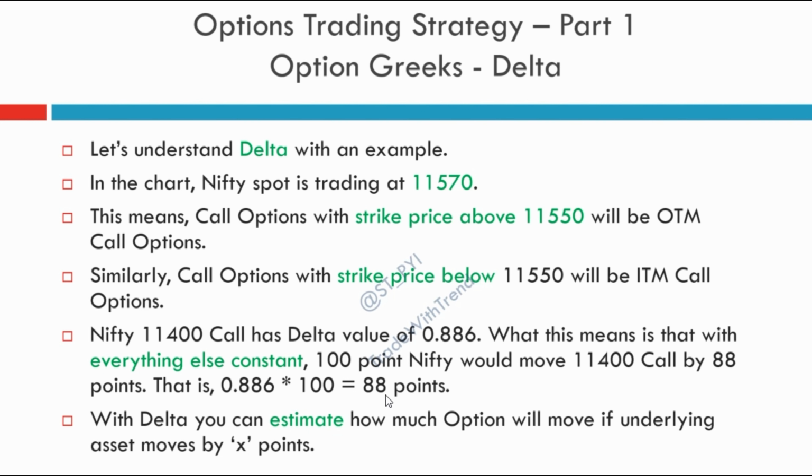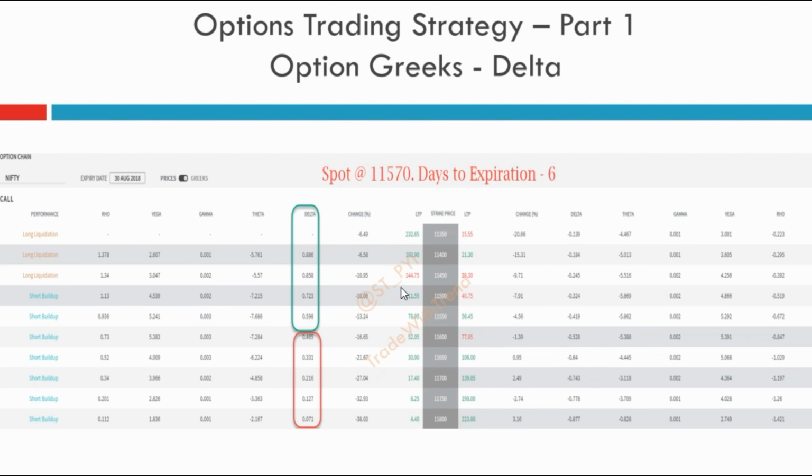So that comes out to about 88 points. Now at this, what is the premium that we saw? The premium is 193. So when Nifty will move 100 points from this level, this option, that is 11,400 call, will move by 88 points. So the premium that you can estimate when Nifty moves 100 points would be 193 plus 88.